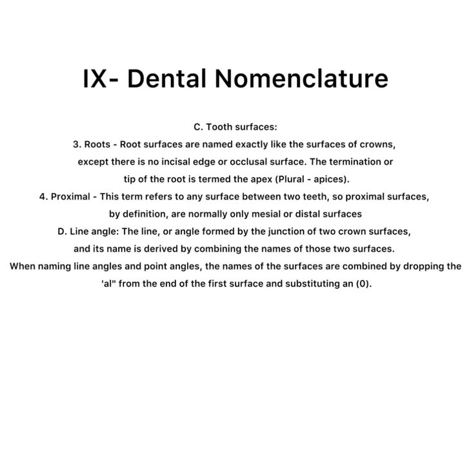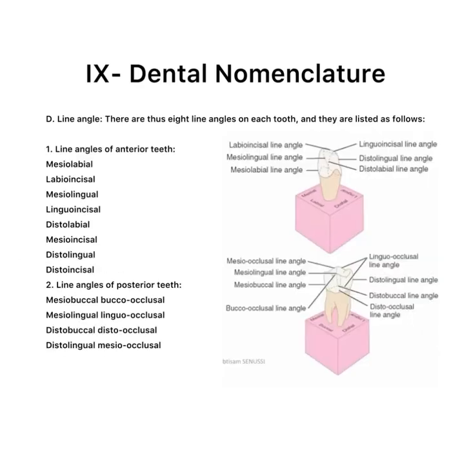D. Line angle. The line or angle formed by the junction of two crown surfaces, and its name is derived by combining the names of those two surfaces. In naming line angles and point angles, the names of the surfaces are combined by dropping the L from the end of the first surface and substituting an O. There are thus 8 line angles on each tooth, and they are listed as follows.